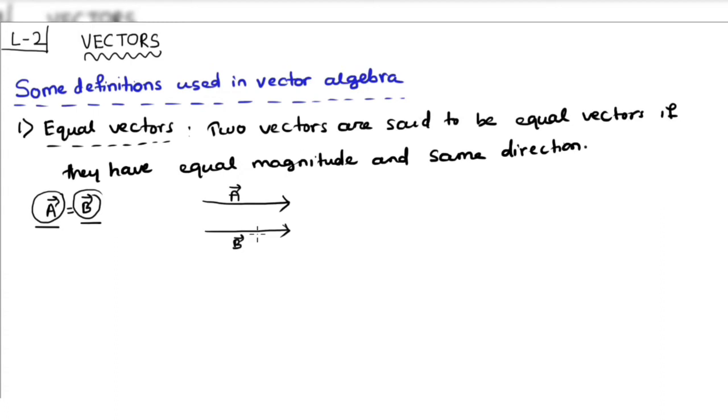Now tell me, what is the angle between the two equal vectors? The answer is the angle between two equal vectors will be 0 degree because these two vectors are parallel to each other. So remember that the angle between two equal vectors is 0 degree. Is that clear? So this is the meaning of equal vectors.